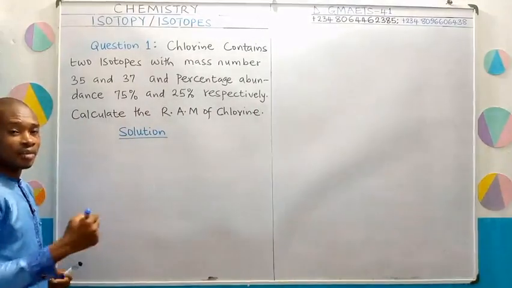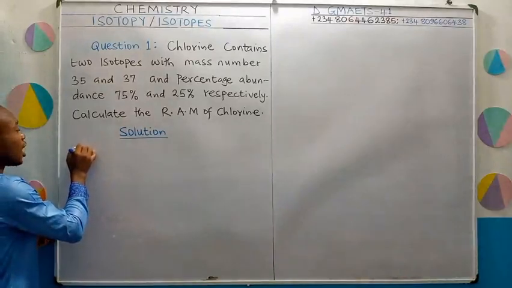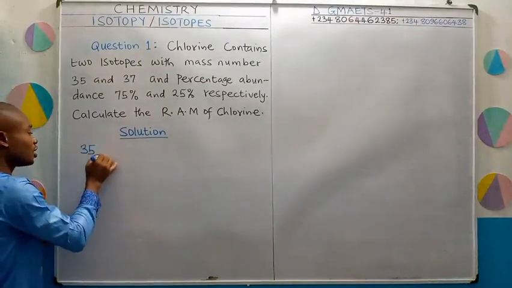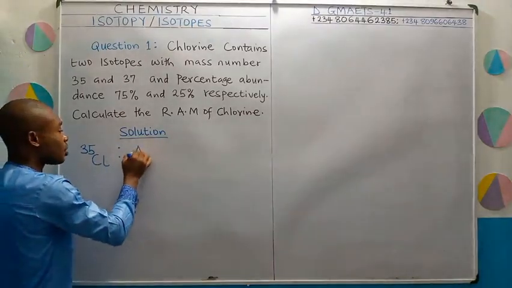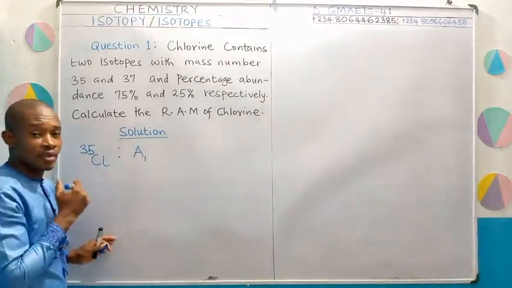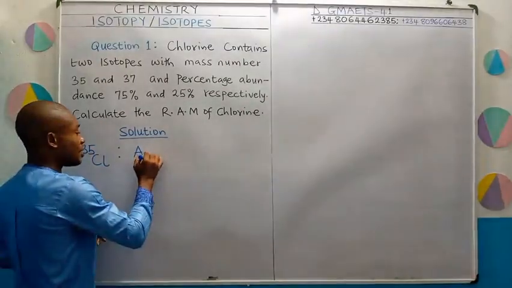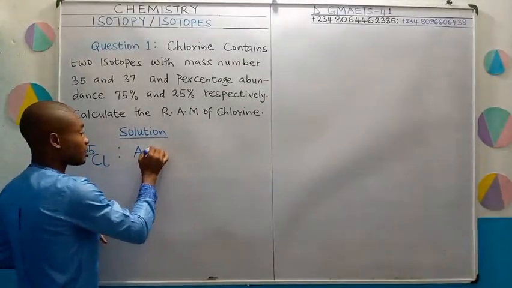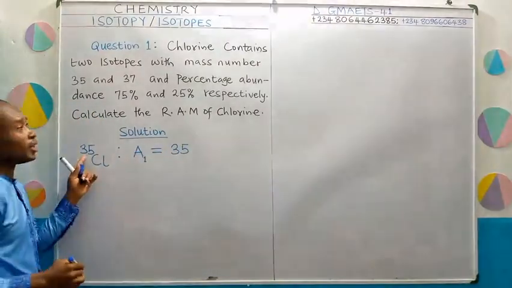Now we know the mass number of this chlorine, so I can just simply write we have chlorine 35, okay? Now this chlorine 35, we're given the mass number, so I will take that as A1. Are you following, right? Let this chlorine 35 be one of the isotopes. So A1, the mass number of one of the isotopes, is 35. You can see the mass number here.